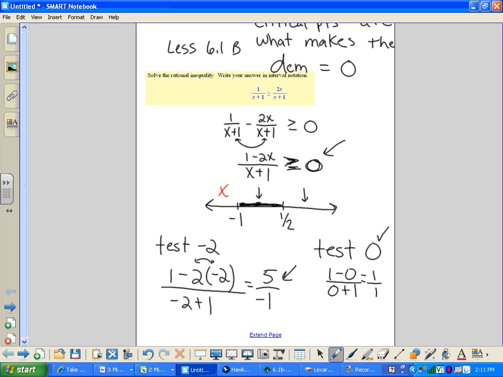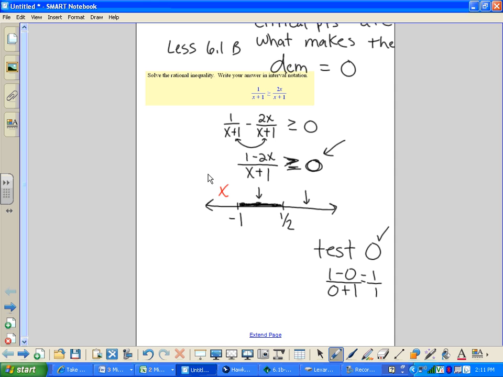So my other interval over here is something bigger than a half. So what I could do for that one is probably test 1. So let me test 1 here. Okay, so I'm plugging in 1 now. So do 1 minus 2 times 1 over 1 plus 1. And so that'll give me 1 minus 2. That would be negative 1 over 2.